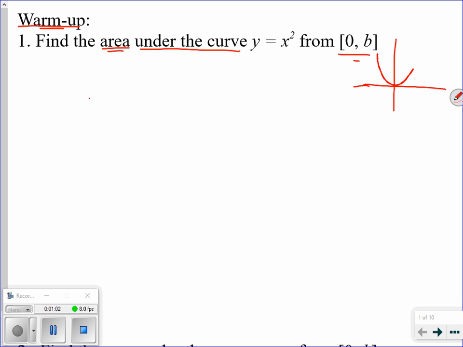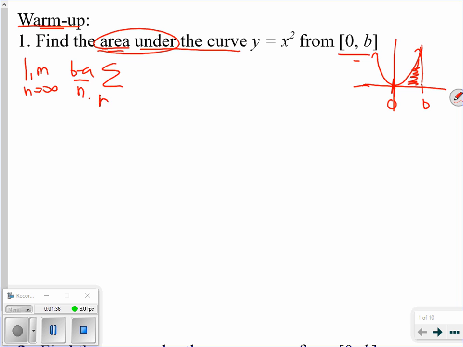X squared is this graph right here. We're going from 0 all the way over to b, and b is just an arbitrary point. It could be 1, 2, 3, or 1,000. The only way we know how to find the area underneath the curve is to use the definition of an integral. Remember, that's the limit as n approaches infinity of b minus a over n, summation i equals 1 to n of f of a plus b minus a over n i.